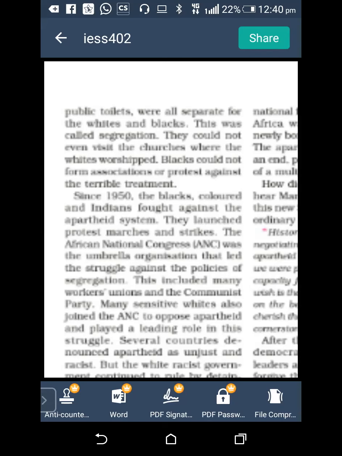Right, but the white racist government continued to rule by detaining, torturing, killing thousands of black and colored people. लेकिन whatever the condition, a lot of people were against it, the whole world was against it, but the Botha government, the white government, continued. They killed many black people, they tortured, they detained, they put them behind bars, and they were doing everything to continue with the apartheid.